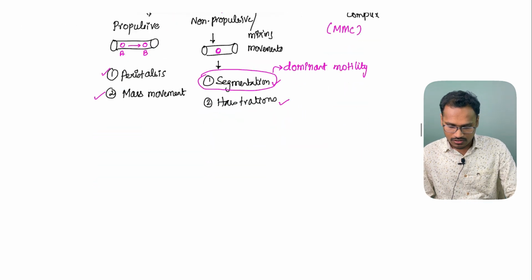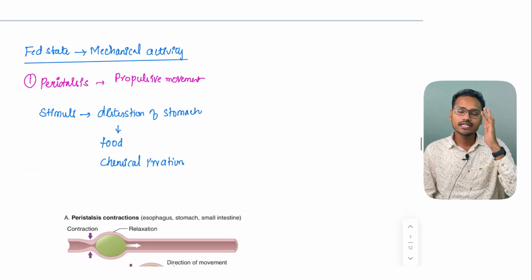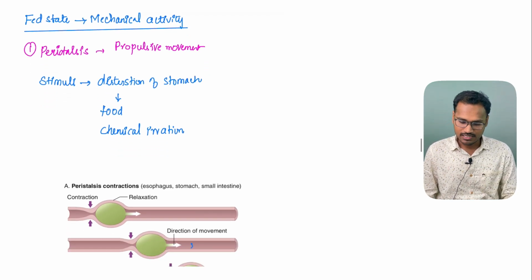Now let's go one by one. So first, coming to the propulsive movement which happens in the fed state, that is peristalsis.